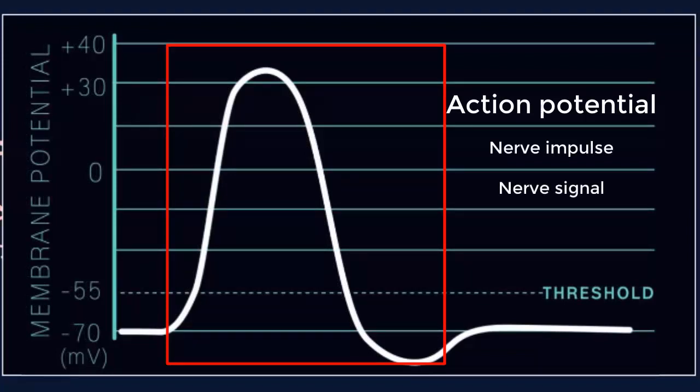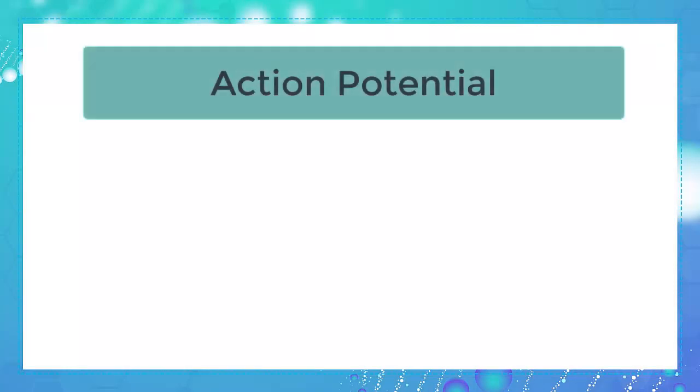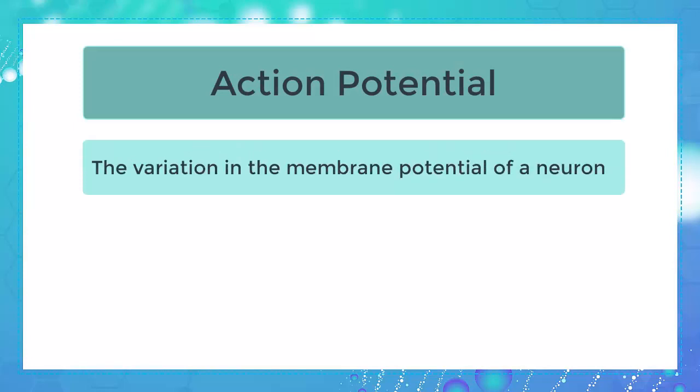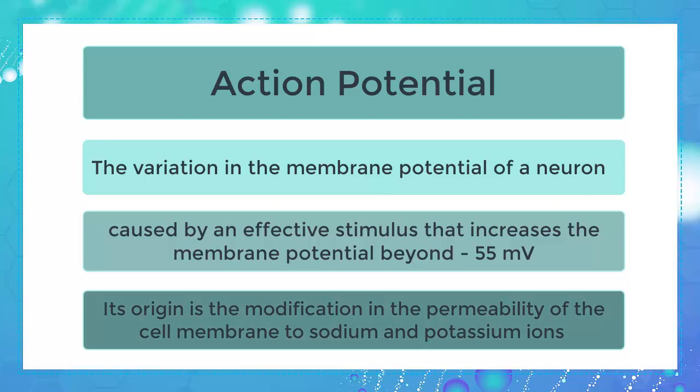But remember that this action potential is only generated if the stimulation was enough to increase the membrane potential above the threshold value, which is -55 millivolts. So, to sum up what you learned about action potential today, action potential is a modification in the membrane potential of a neuron. It's caused by an effective stimulus that increases the membrane potential beyond -55 millivolts, and the origin of this action potential is the modification in the permeability of the cell membrane to sodium and potassium ions.